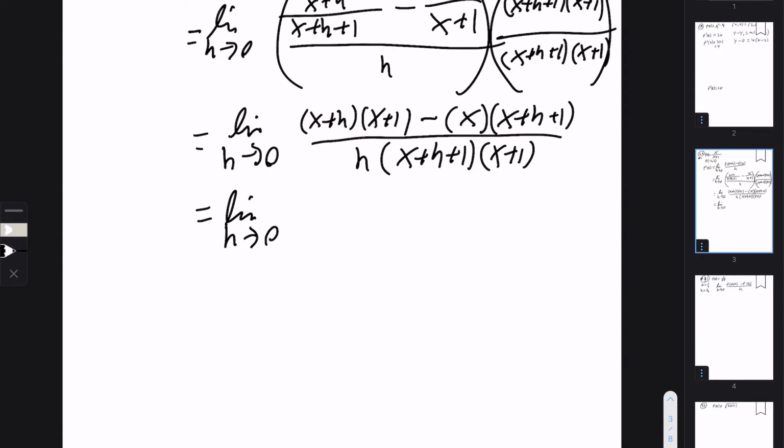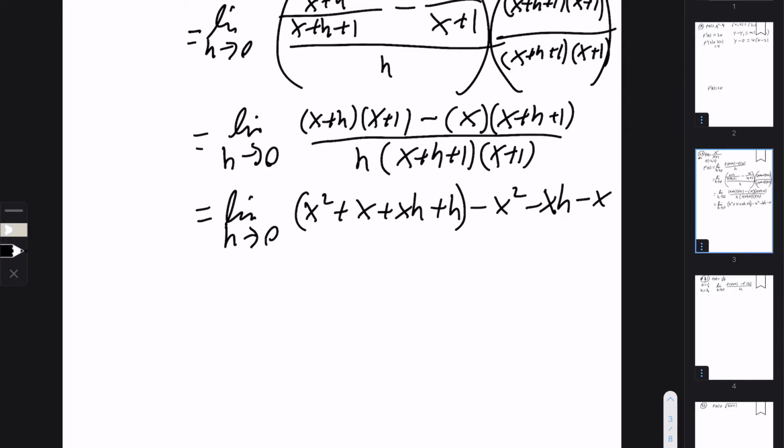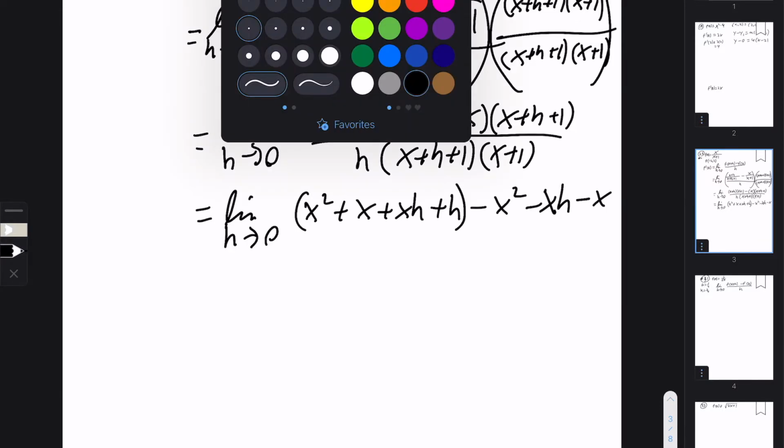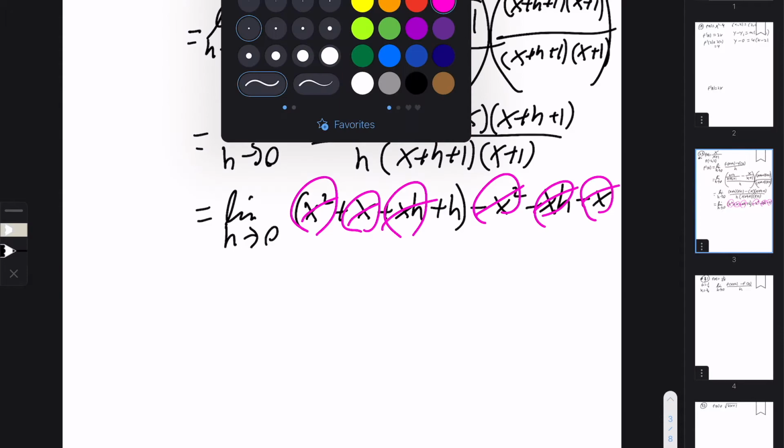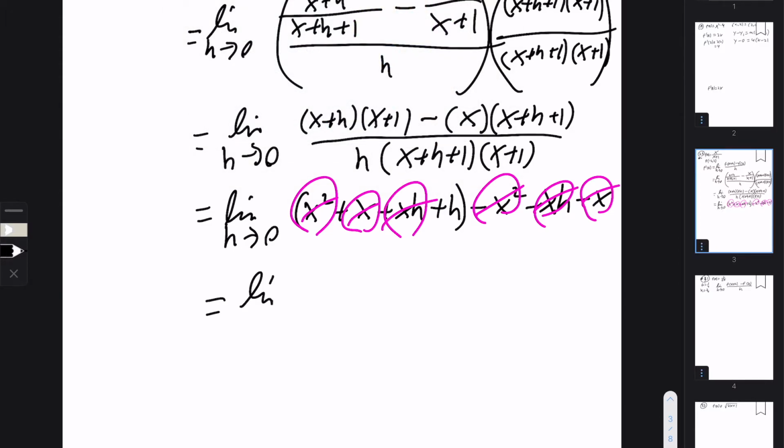So if I do all the distributing here, I will get x squared plus xh plus h minus, and okay, I have to distribute this to all three, so I'm going to get minus x squared minus xh minus x. And now I am very pleased. X squared minus x squared, gone. X minus x, gone. Xh minus xh, gone. That is so beautiful.